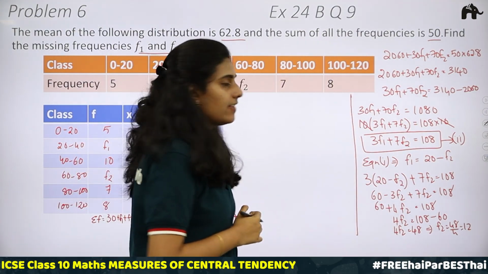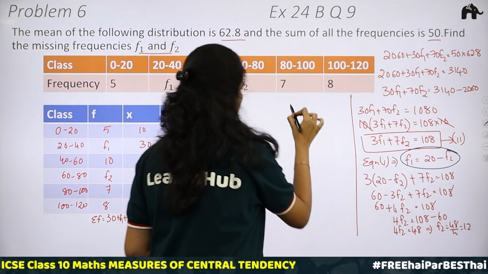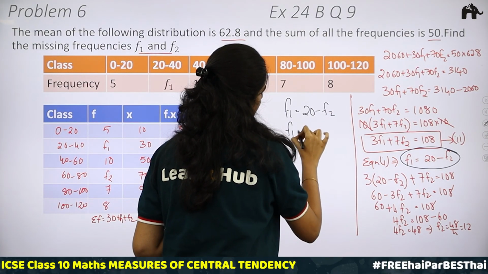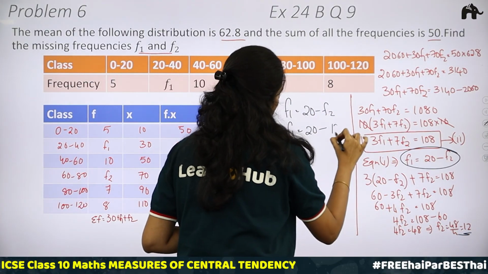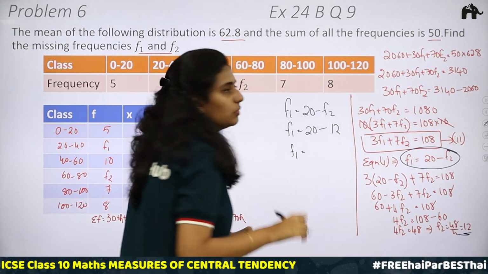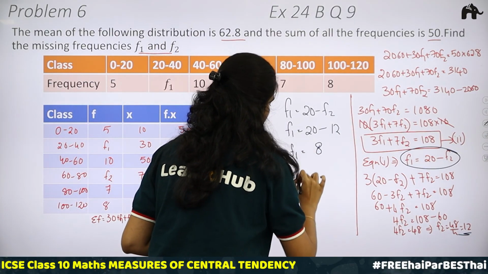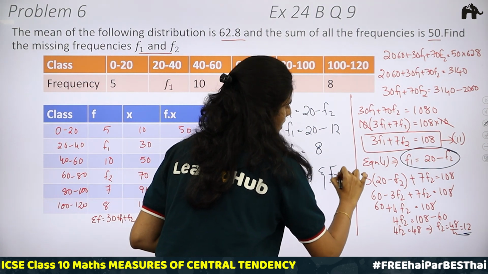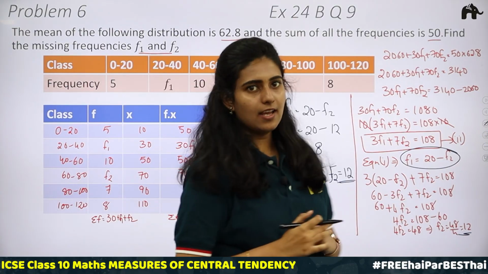Next we need to find the value of F1. We have F1 is equal to 20 minus F2. F1 is equal to 20 minus 12, then F1 is equal to 8. Okay, so we got F1 is equal to 8 and F2 is equal to 12. So these are the values of F1 and F2.